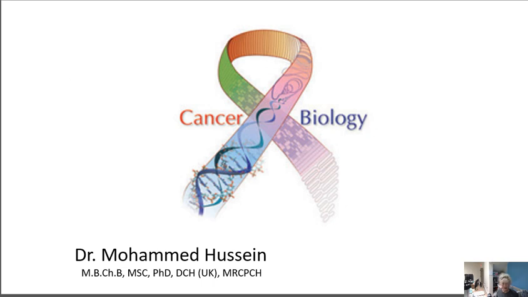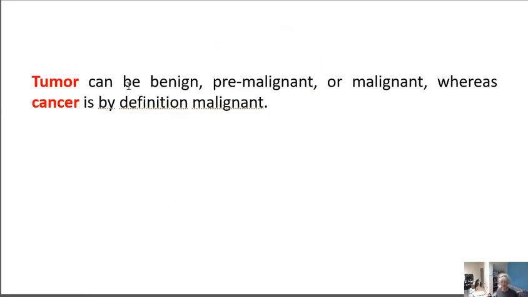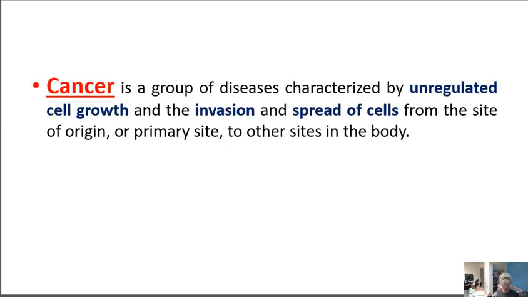So in cancer biology, we take a look. A tumor can be benign, pre-malignant, or malignant, whereas cancer by definition means malignant or it spreads. So we know that cancer is a group of diseases. It's characterized by unregulated cell growth and the invasion and spread of cells from the site of origin or primary site to another site of the body.